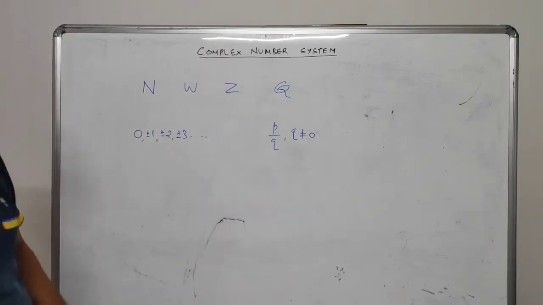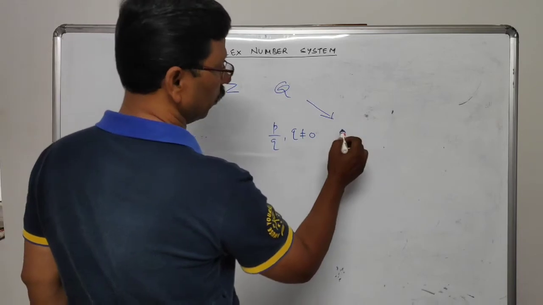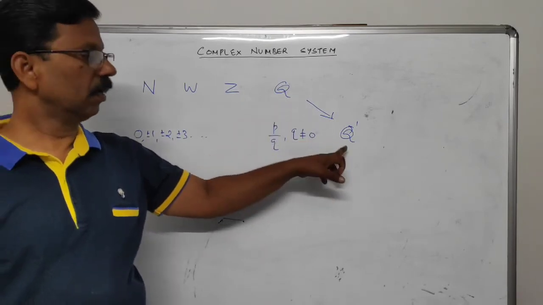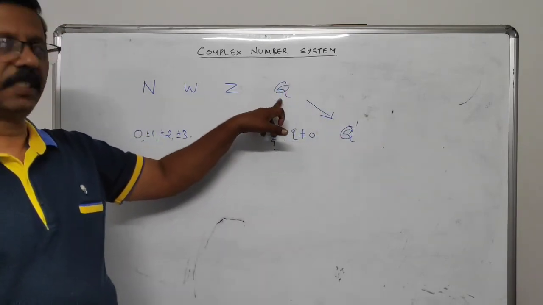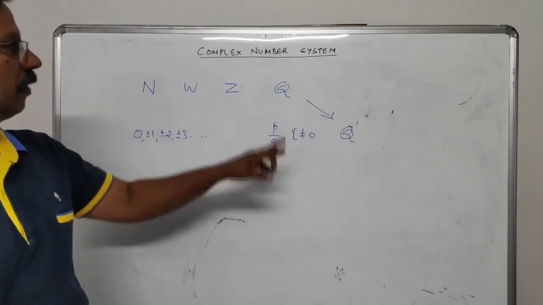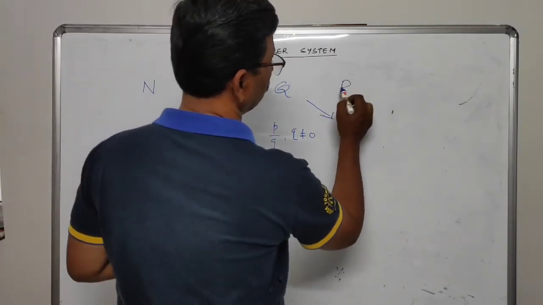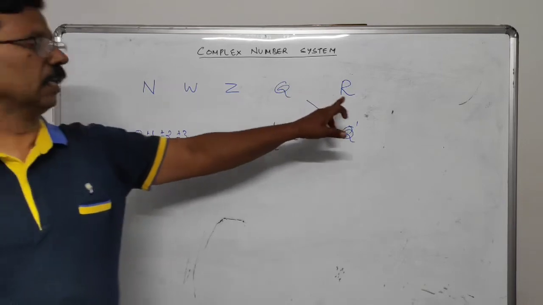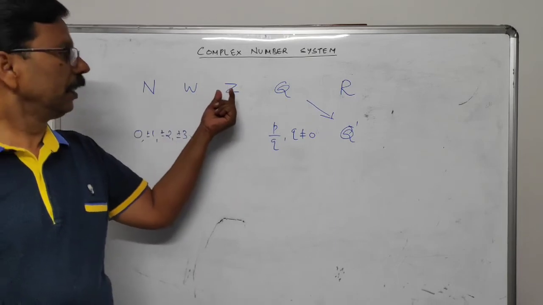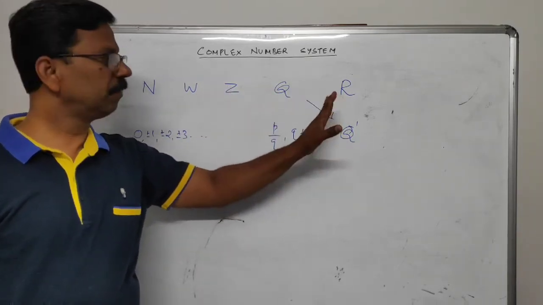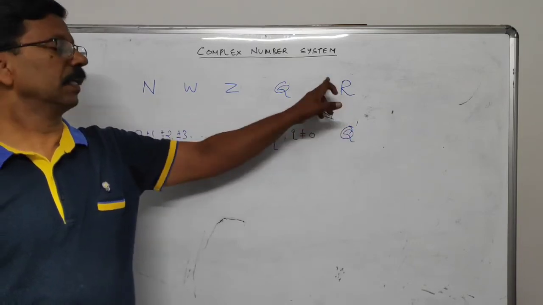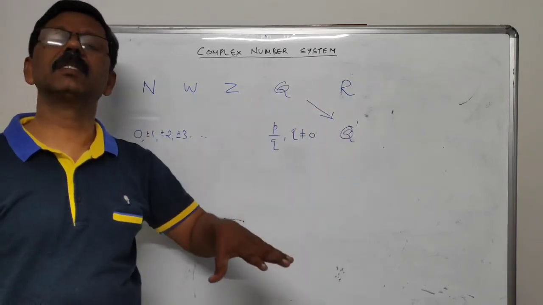And after that we have another one called irrational numbers, which we denote as Q dash. The numbers which are not rational numbers are called irrational numbers. That is, the complement of rational numbers are called irrational numbers. Then after that we have seen the real number system. Now all these number systems, natural, whole, integers, rationals and irrationals, are subsets of the real number system. Therefore we can say the real number system is the biggest number system.